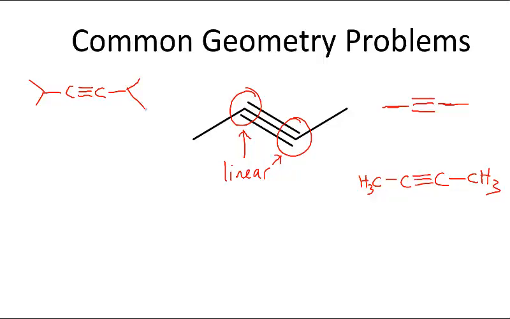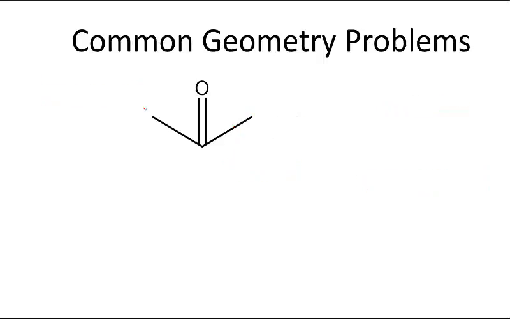So in a skeletal structure, it's okay to draw in some carbons as long as you draw in the hydrogens that are on them. And for an alkyne, there are no hydrogens on them. So some people are just more comfortable drawing their alkynes with the carbons in them so that they know the carbons are there. All right, so that's one common geometry problem.